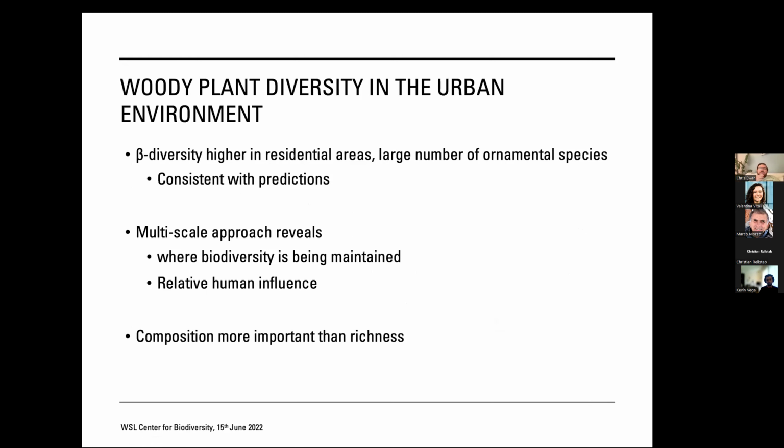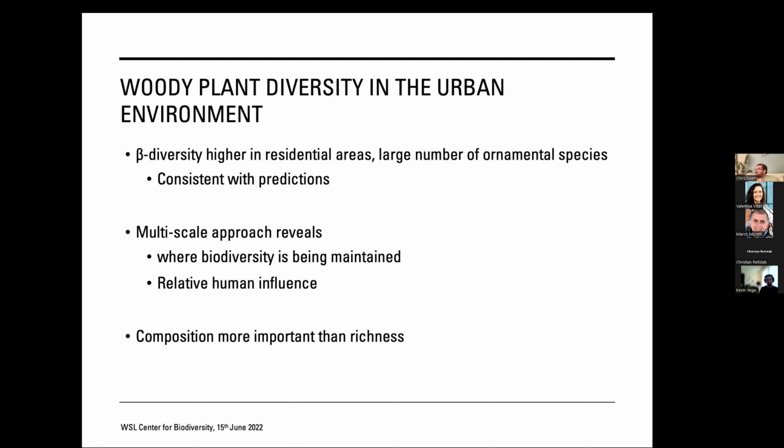So what did we conclude? That beta diversity is higher in residential areas, and we got a lot of ornamental species, which was consistent with our predictions. Further, that the multi-scale approach, and this is key, the beta diversity is where biodiversity is being maintained, and this is relative to human influence. And I would contend that composition is more important than richness per se.